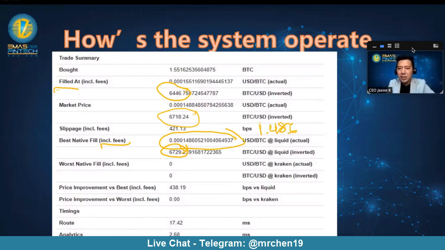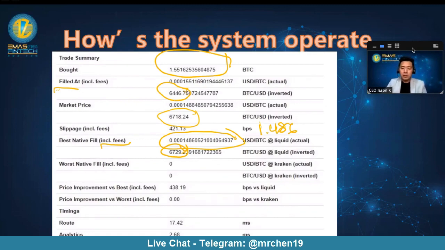But with my engine, with these all complicated routes, I can get how much? I can get actually 1.5516. This is the Bitcoin that I can get. So when you divide it back to 10,000, this is the price. And this is how I am getting it at a low price.